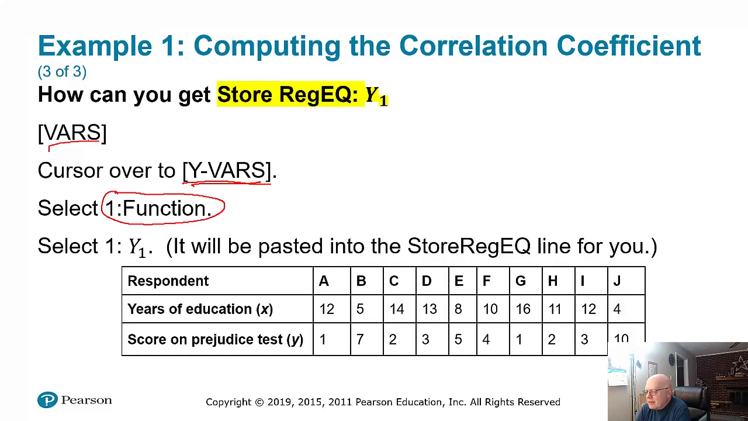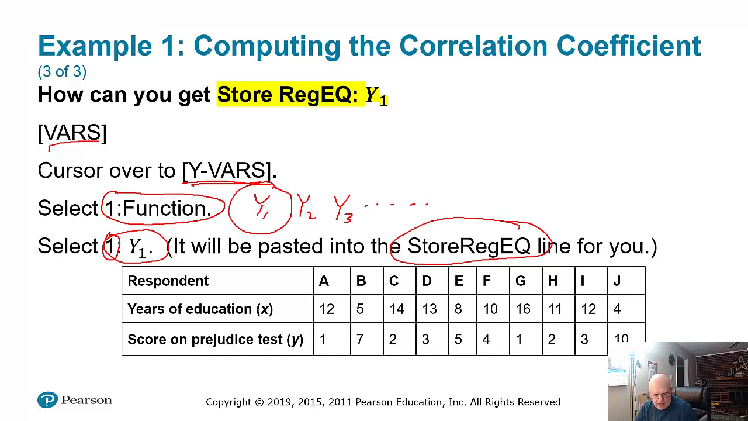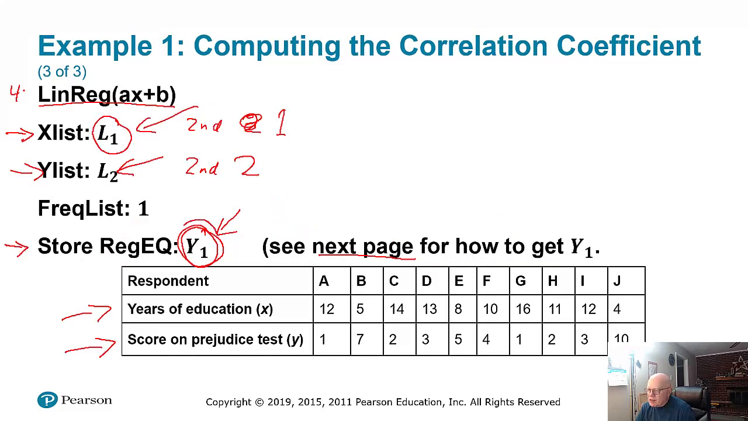Once you hit that, you've got a lot of Y's to choose from: Y sub 1, Y sub 2, Y sub 3, and so on. All you care about is this first one. That's all you need to use. So just hit 1 on the next screen and you'll be in business. As soon as you hit that 1, that store regression equation line is going to be pasted in for you. And what you'll see will be this Y sub 1 here where you didn't have anything at all.